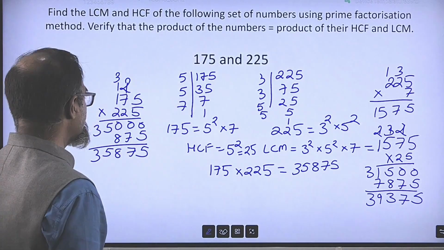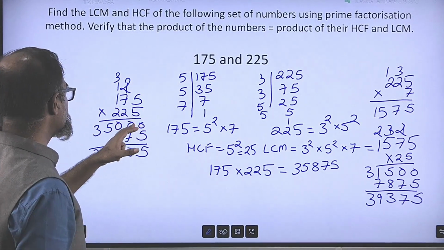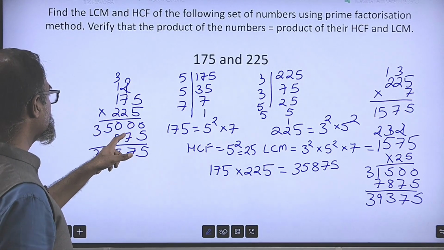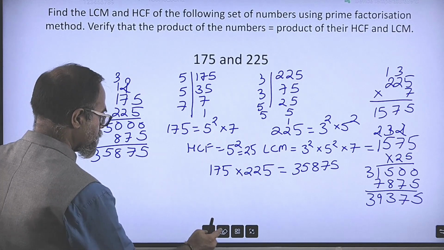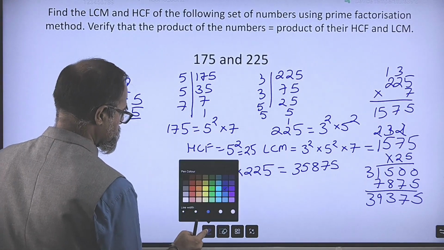So this is 573937375. So I need to cross check my calculation. 175 into 225. 2 5s are 10, 2 7s are 14, 15, 2 1s are 2, 3. Oh, I missed one number here. Okay. So we need to correct this calculation.